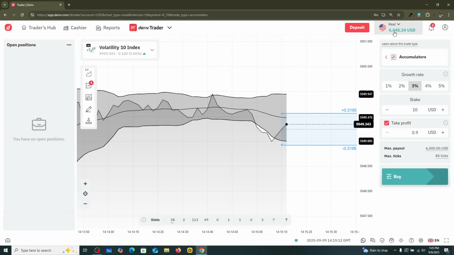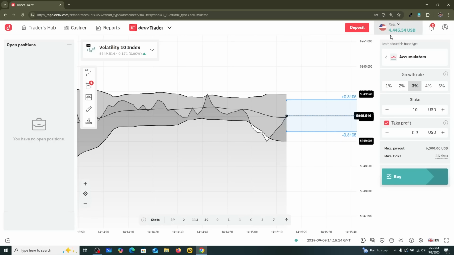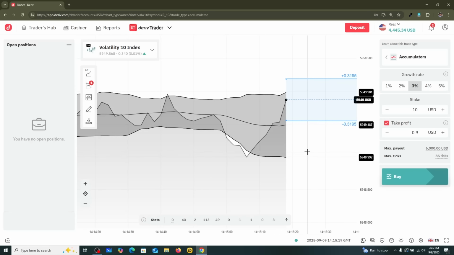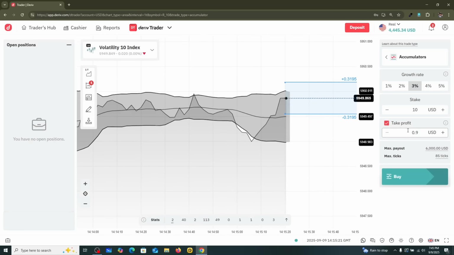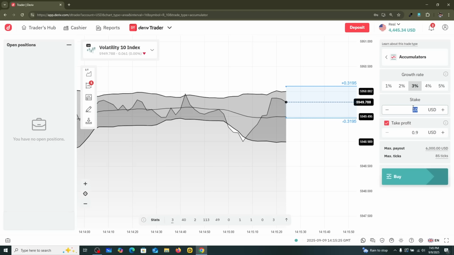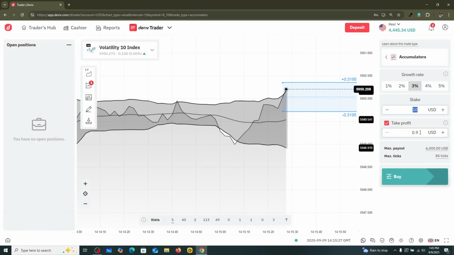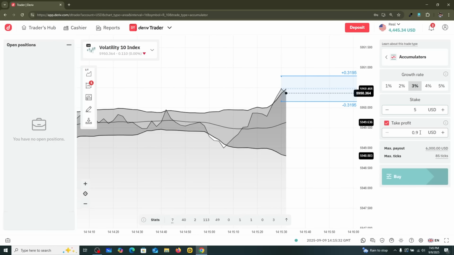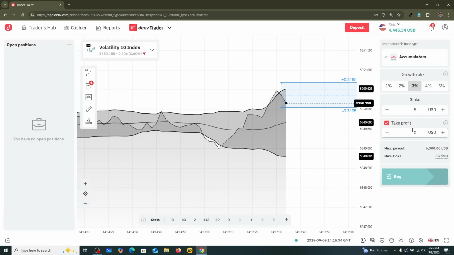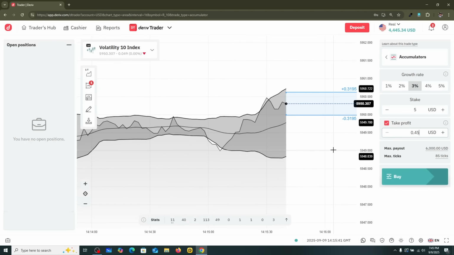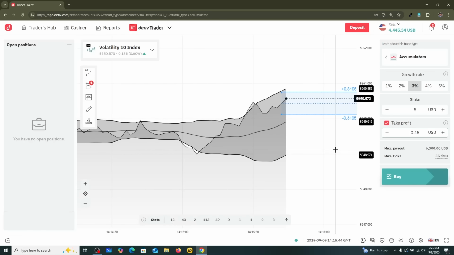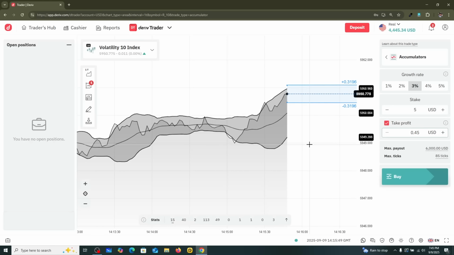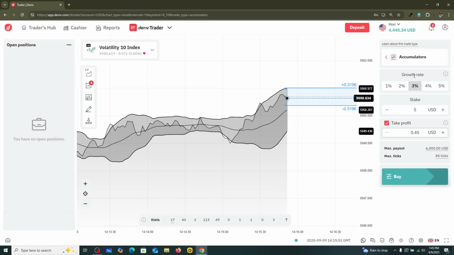As you can see, I have almost $4,000 in my real account. Now let's wait till these two become much smaller. If you put $10, you have to put the take profit as 0.9. If you select 5, you have to select 0.45. Okay, so keep in mind that. Let's wait till these two lines become much smaller than the accumulator's growth rate.